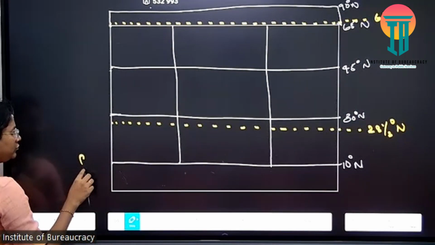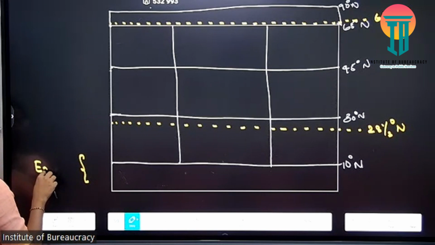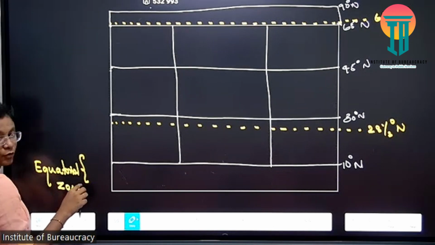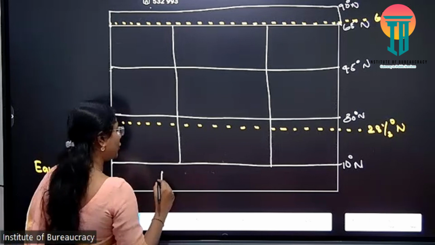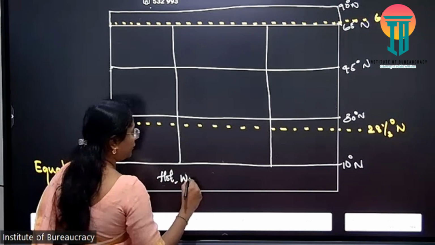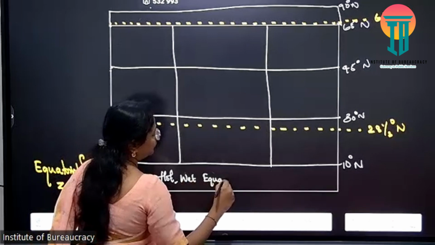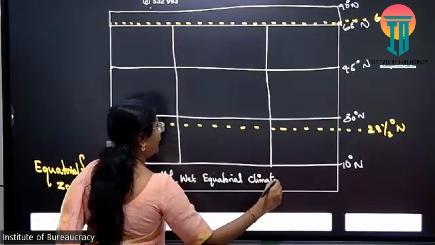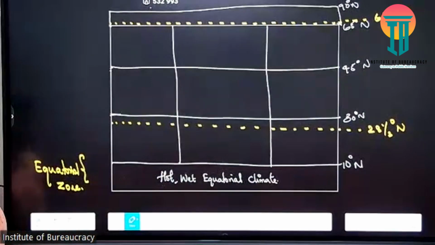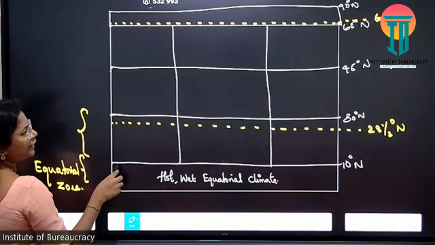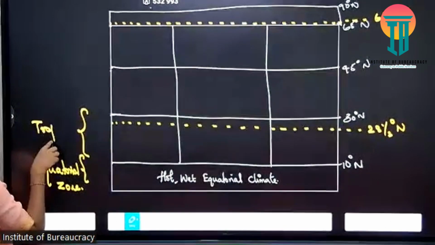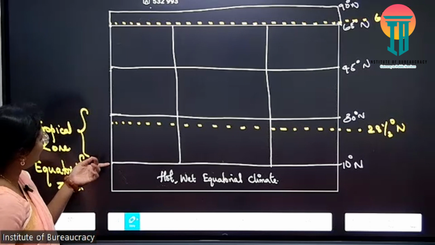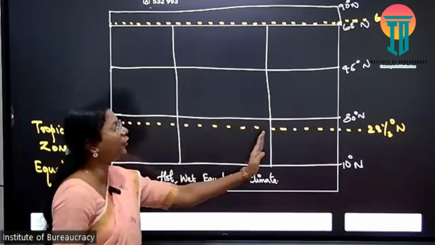This zone is your equatorial zone, 0 to 10 degree north and south, and this climate is known as hot, wet, equatorial climate. And this zone, that is 10 to 30, is your tropical zone. The tropical zone from 10 degree to 30 degree is divided into 3 important climates.